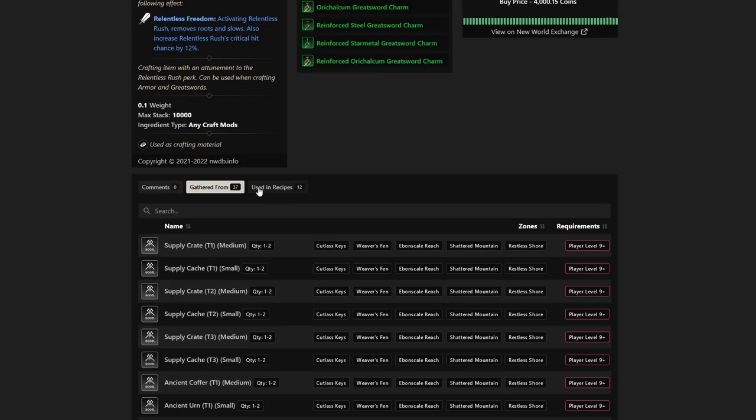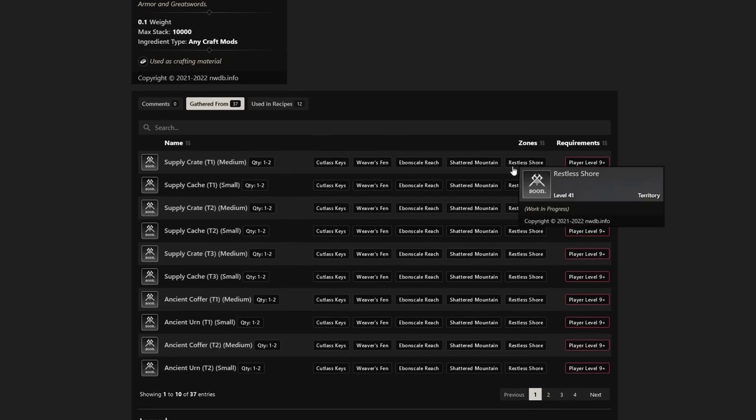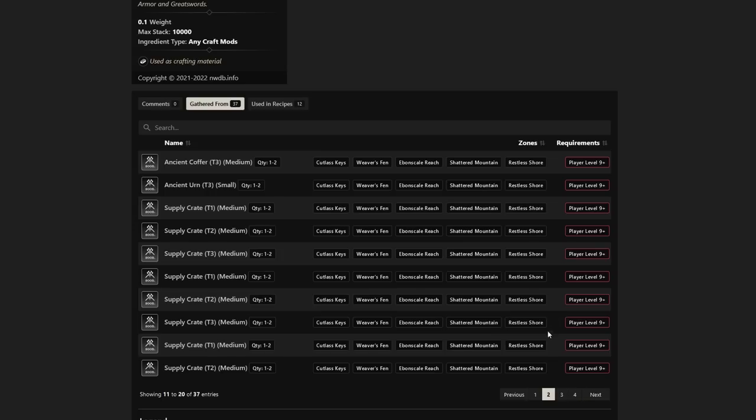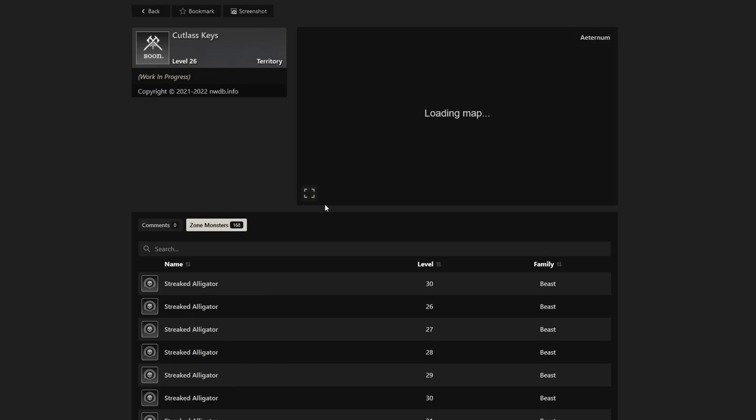This one specifically, if we see here, it's going to be farmed in Cutlass Keys, Weaver's Fen, Ebon Scale, Shattered Mountain, and Restless Shore from supply crates. And if you look at all four pages, it's the same thing across the board. It's all going to be from supply crates.